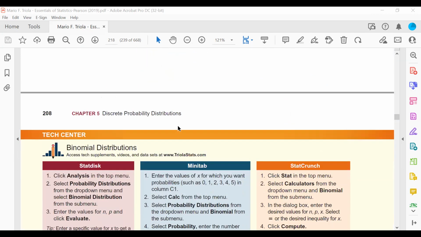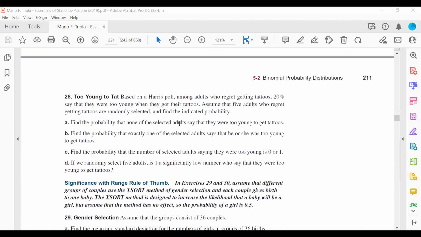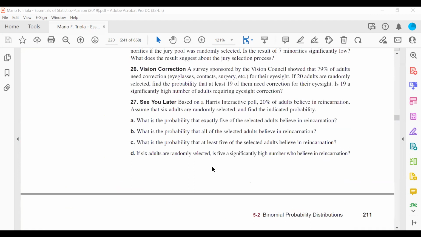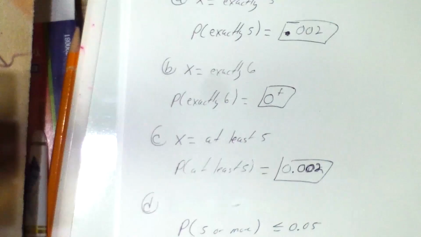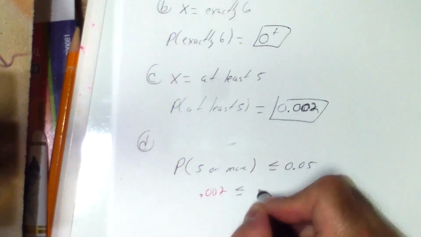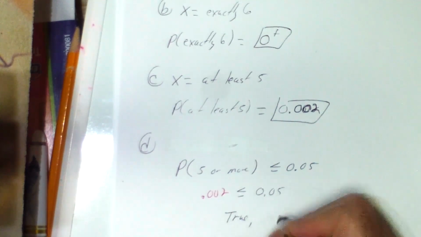Okay, so let's see. What was my answer to letter C? My answer to letter C was 0.002. Is 0.002 a number smaller than or equal to 0.05? Yes, it's true. That means it is unusual.